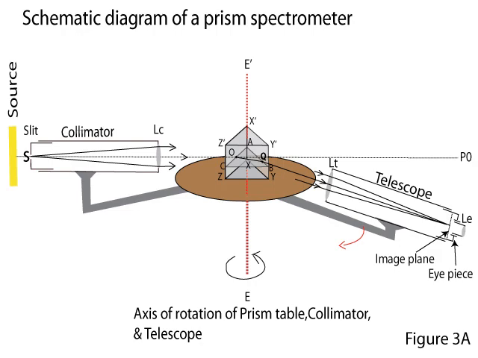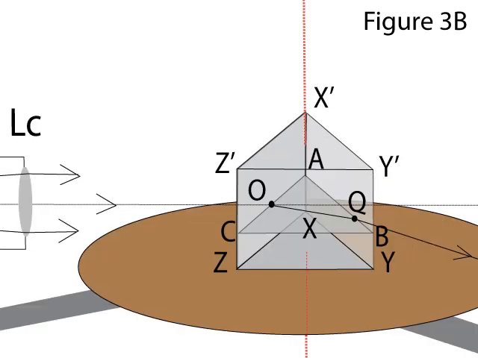We use a prism spectrometer to determine the angle of minimum deviation of a prism. This instrument consists of a prism table, collimator, and telescope, all movable along a vertical axis that passes through the center of the prism table. We mount the prism at the center of the table and direct a parallel beam of light from the collimator at one of the prism faces. The light beam passes through the prism and exits from the opposite face.